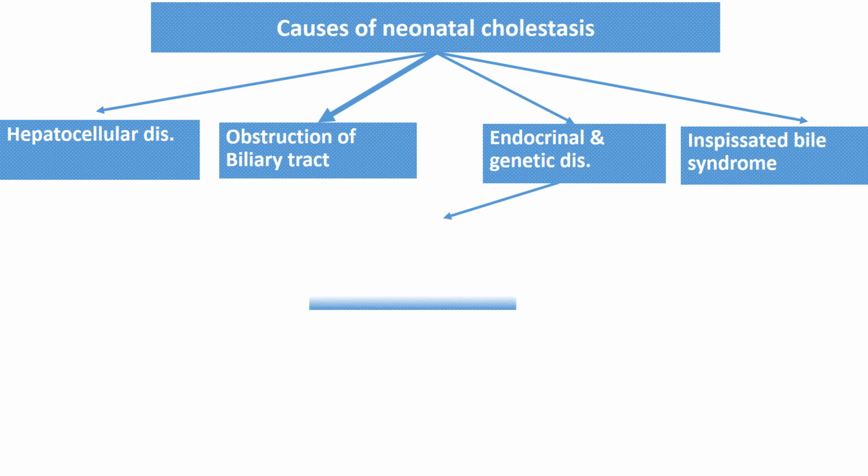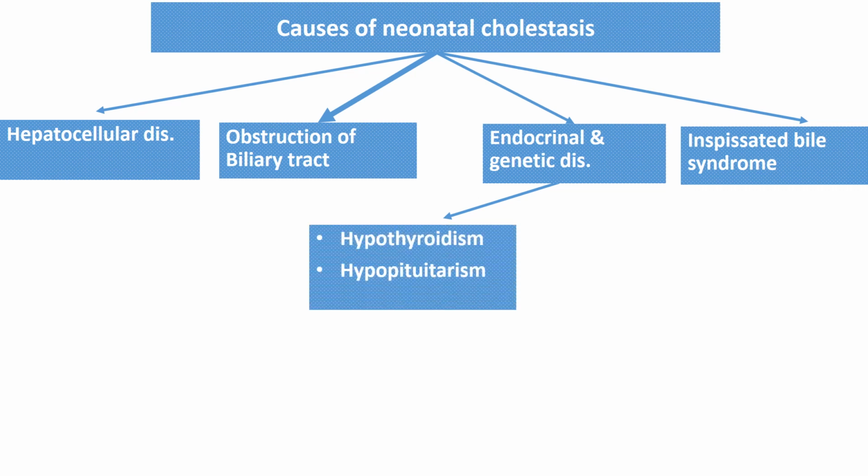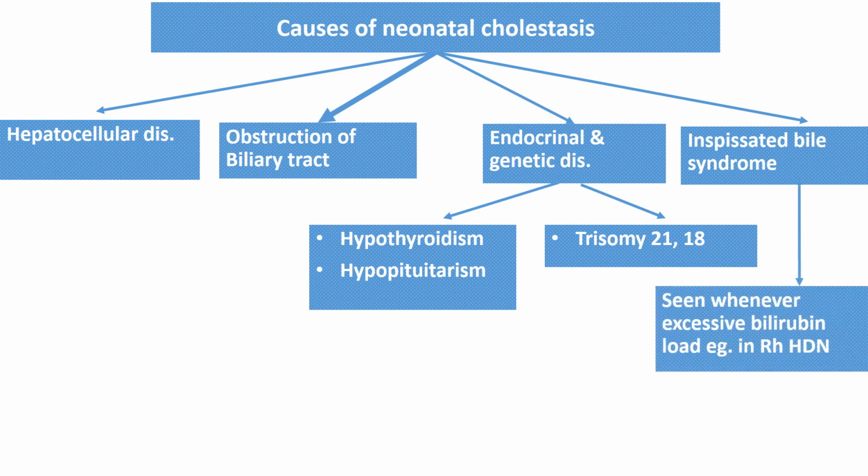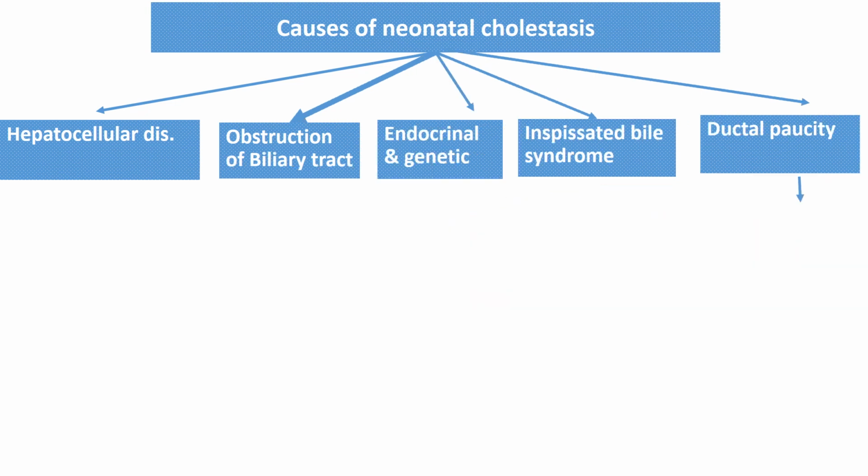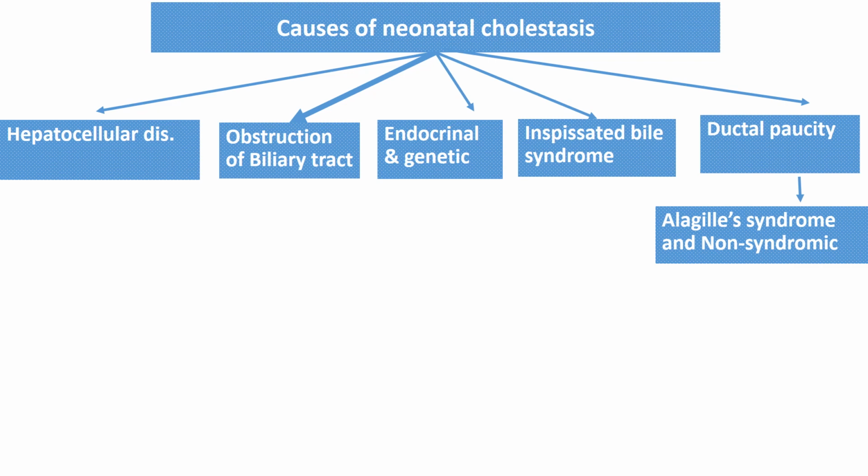In endocrinal causes, either hypothyroidism or hypopituitarism can lead to neonatal cholestasis, and in genetic disorders, either trisomy 21, 18, or Ehlers-Danlos syndrome, all these genetic disorders can lead to neonatal cholestasis. And inspissated bile syndrome is seen whenever a newborn is having excessive bilirubin load, as seen in RH incompatibility. Neonatal cholestasis due to ductal paucity is seen in Ehlers-Danlos syndrome, and there are various known syndromic causes of ductal paucity.